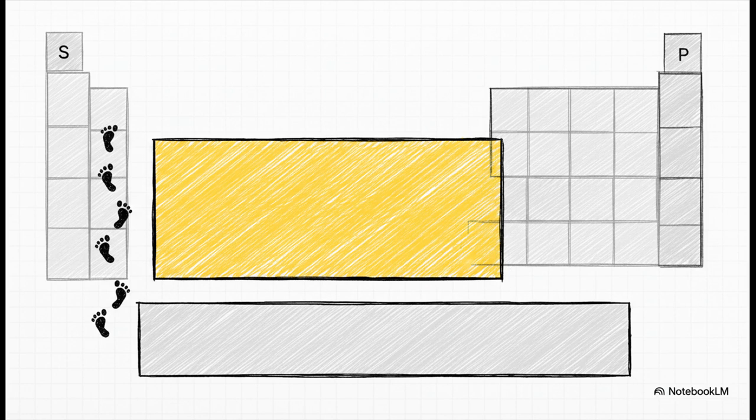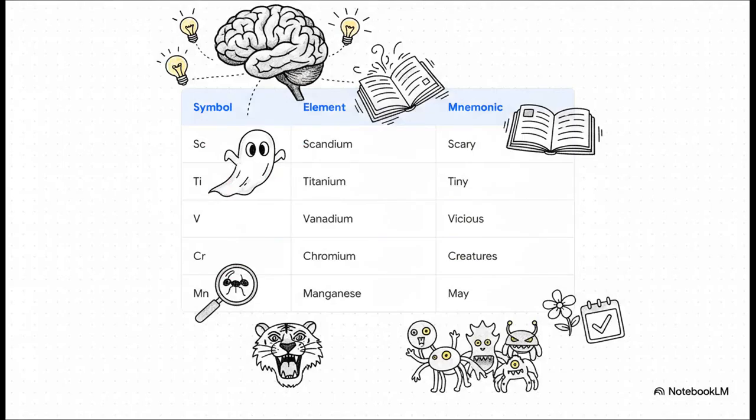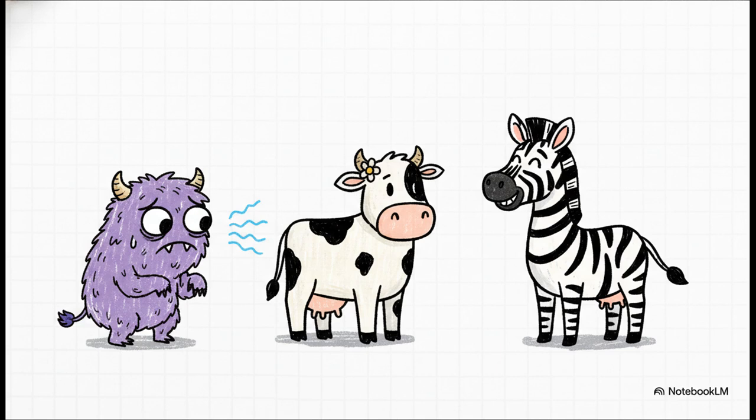Okay, now we're diving into that big middle section, the D block. These are your transition metals. The first row of these guys can be remembered with a kind of spooky little story. Let's see it. Put it all together and you get a whole story. Scary, tiny, vicious creatures may fear cows and nice, cute zebras.